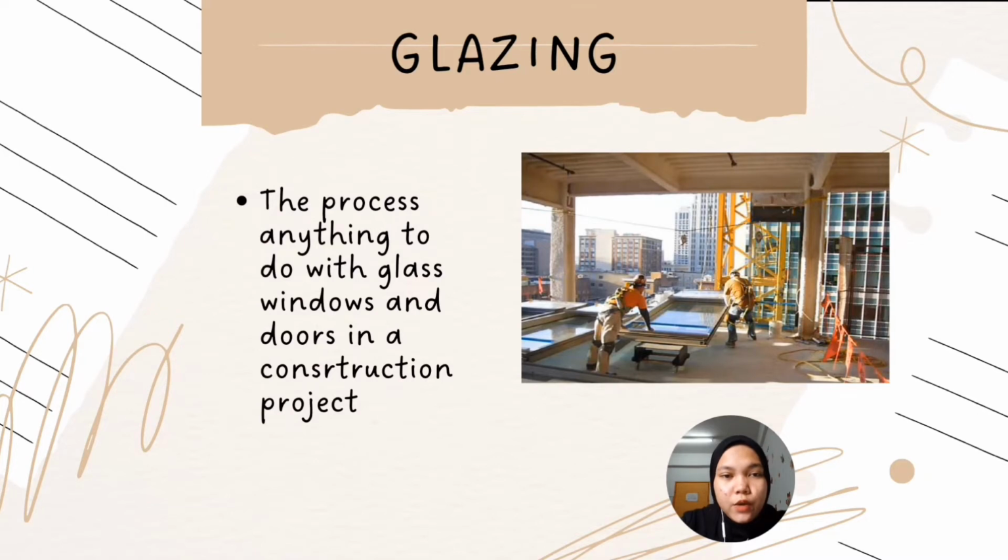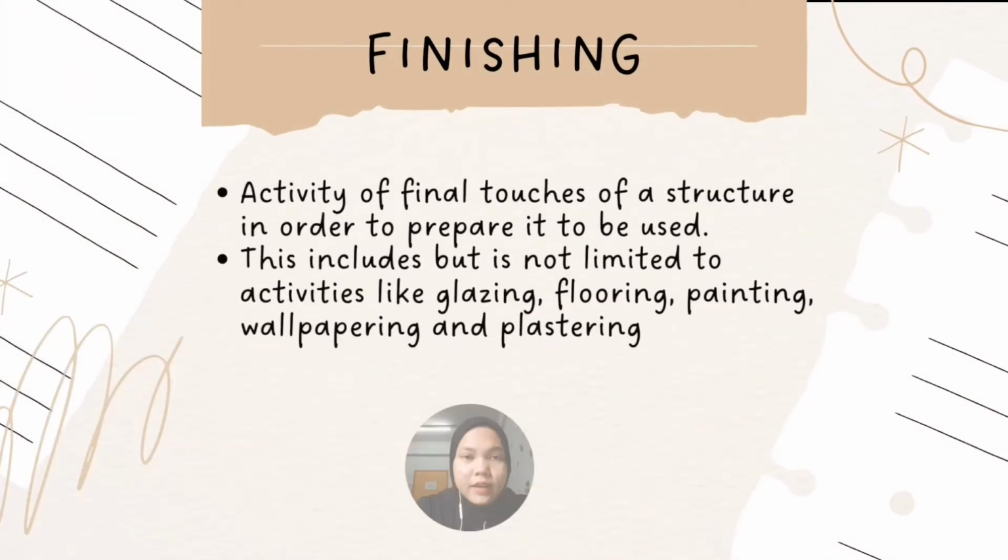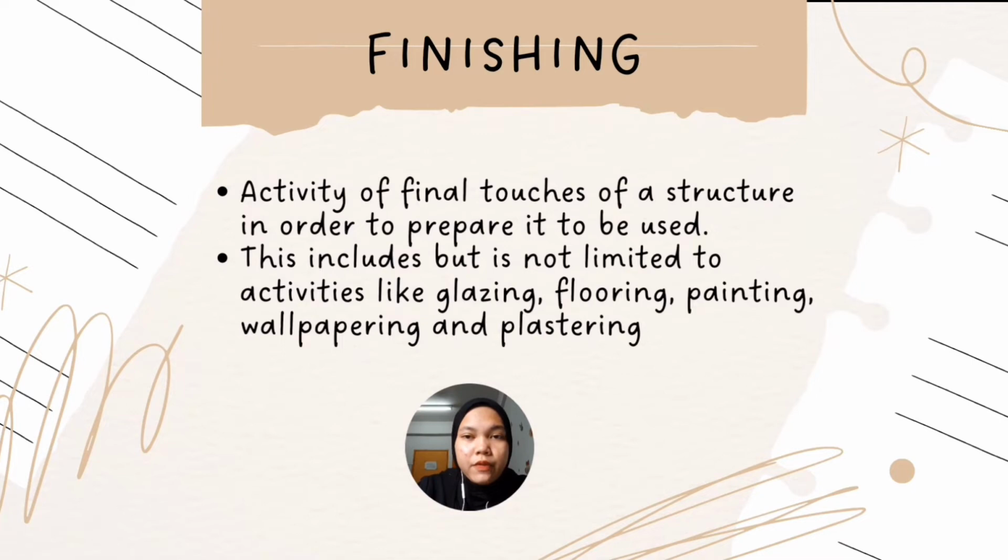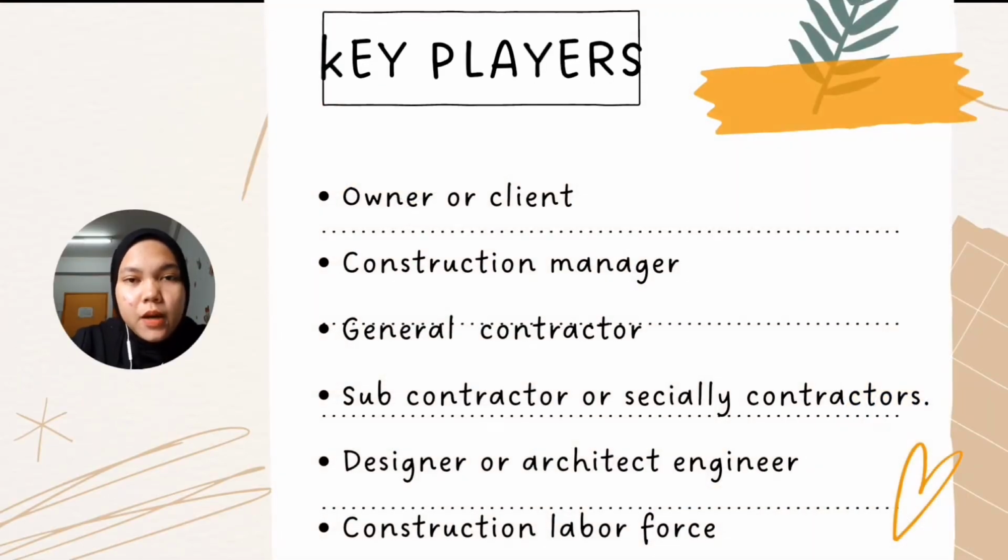After all the activities are done, we will come to the next activity, which is glazing. Glazing is the process of anything to do with glass, for example windows and doors in a construction project. And then the next activity is finishing. Finishing is the activity of the final touches of a structure in order to prepare it to be used. This includes but is not limited to activities like glazing, flooring, painting, wallpapering and plastering.